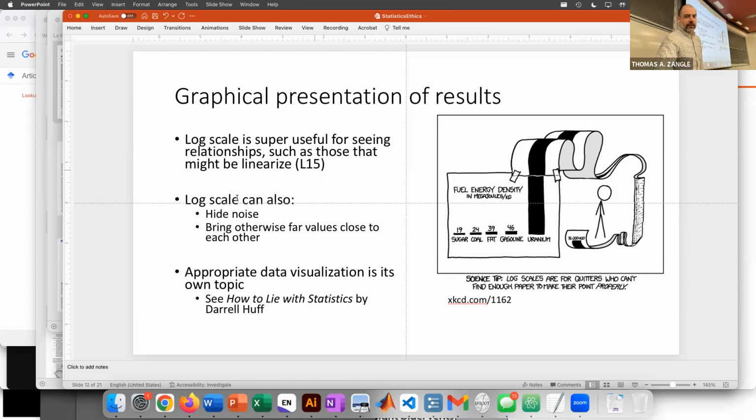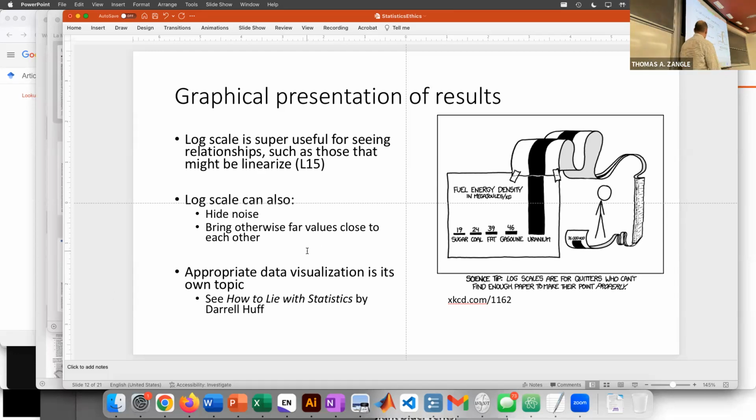But just be aware, log scale can also hide noise. Depending on the noise that you have in your data set, it might condense that down and make it harder to determine what noise is actually present. It can bring otherwise far values close to each other in a way that can be misleading. So just be aware of that. It can be very useful, but it can also be a little bit misleading.